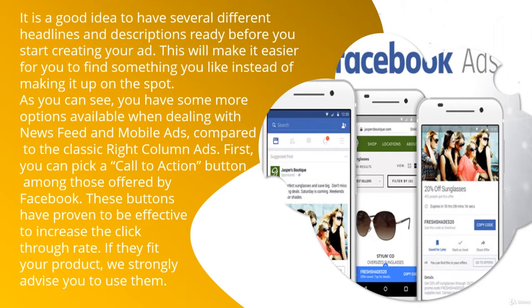As you can see, you have some more options available when dealing with newsfeed and mobile ads compared to the classic right column ads. First, you can pick a call to action button among those offered by Facebook. These buttons have proven to be effective to increase the click-through rate. If they fit your product, we strongly advise you to use them.